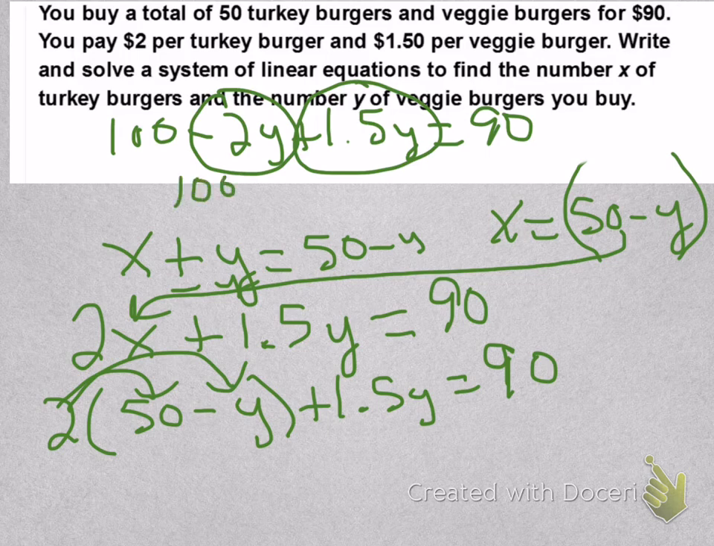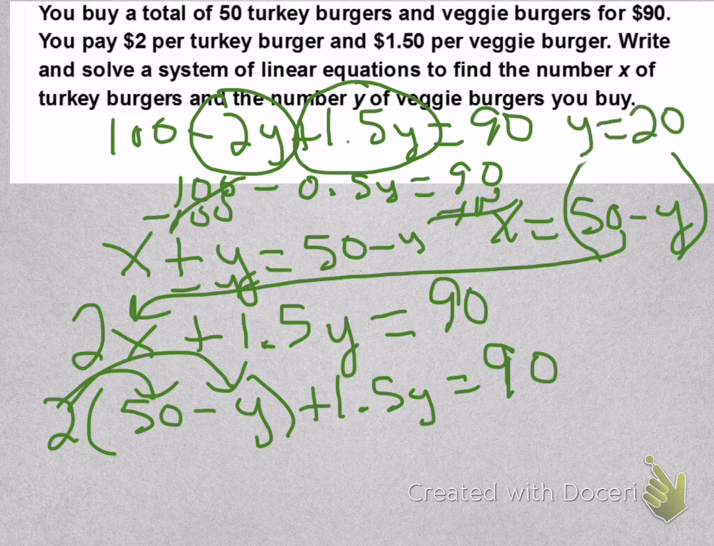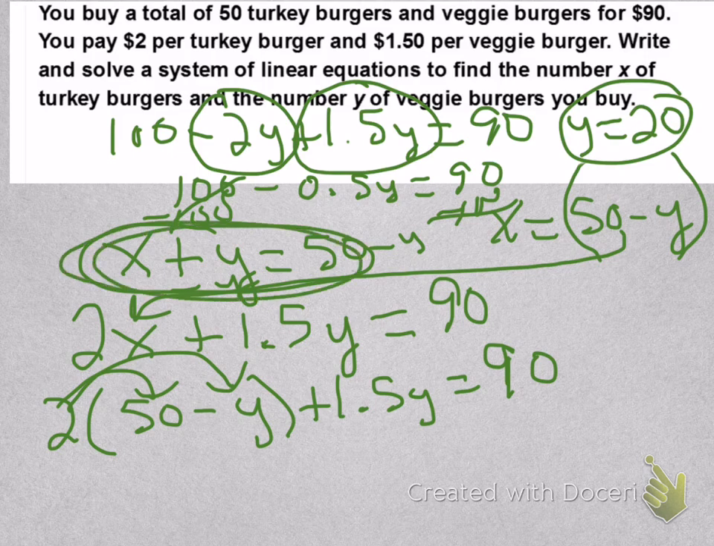So 100 minus 0.5y equals 90. Then we're going to subtract 100. 90 minus 100 is negative 10 divided by negative 0.5. So y equals 20. So now I just plug in for my first equation. We had x plus y equals 50. Here it is. It's hidden there. So if y is 20, x has to be 30.